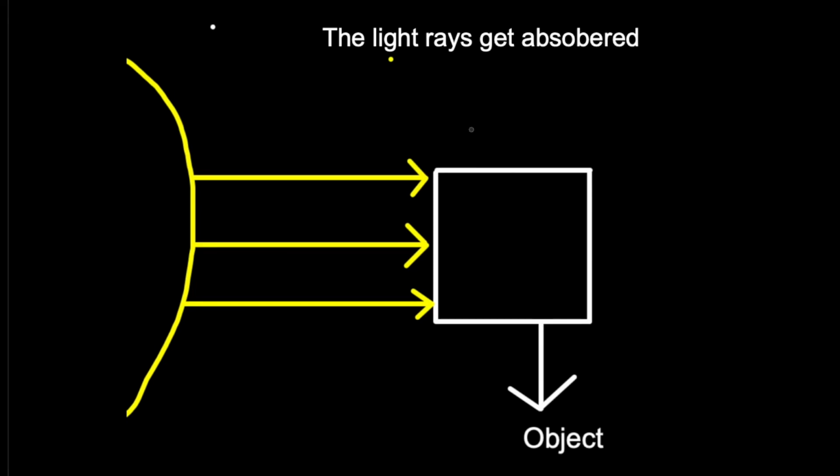And finally, the most simple thing is that the light rays just get absorbed. For the light rays to get absorbed, the object needs to be opaque. So what happens here? The light rays just hit the object, and then the object just absorbs them. That means there is no re-emission, there is no reflection, and no light rays being transmitted.